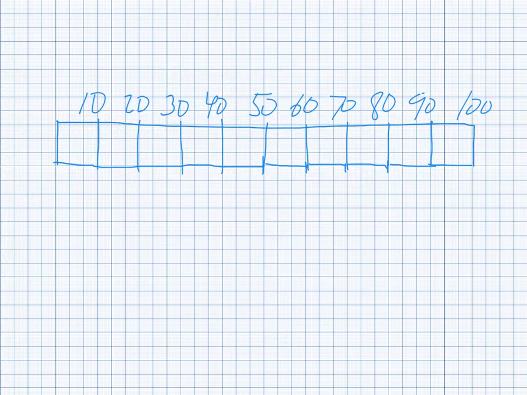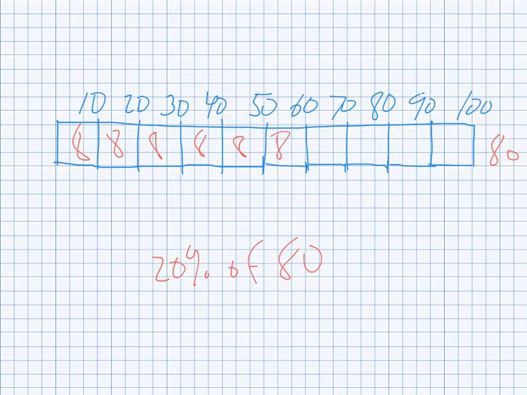Well, what if we needed 20% of 80? So we go back and we say, okay, well, each 10% is 8, but 20% is just 2 of these, so it's 8 plus 8, which equals 16.